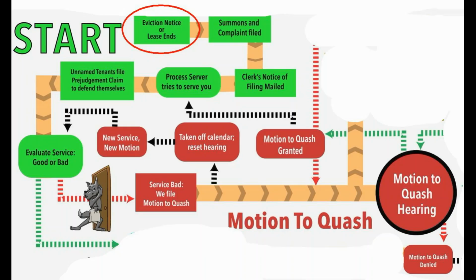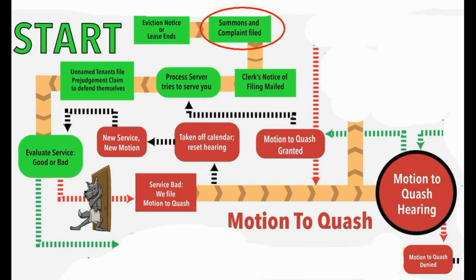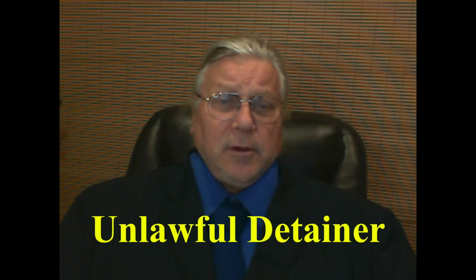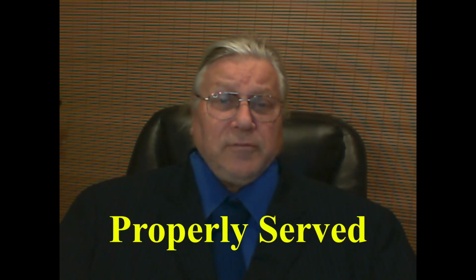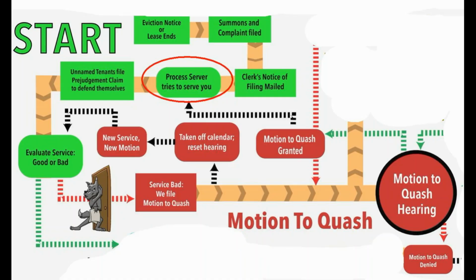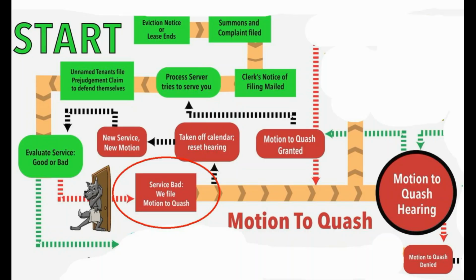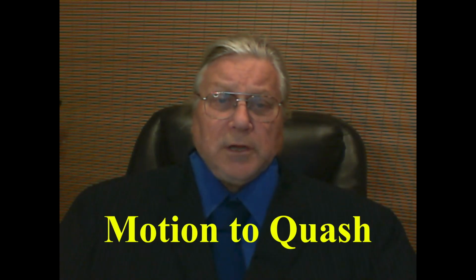The eviction usually begins with an eviction notice. After that notice ends, the landlord files what is called an unlawful detainer, the official name for an eviction lawsuit. You have to be properly served with the summons and complaint package of papers. It's usually not properly served, so you file a motion to quash to challenge the improper service, but nothing else.